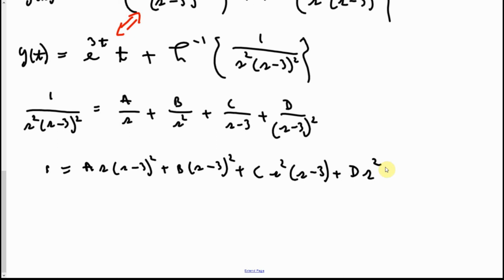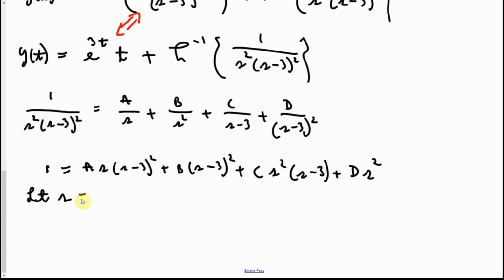Now we can only let s equal 0 and let s equal 3, but we still have two more generic terms to solve. We just use the old method that we used in high school. This is an s. Boy, these s's look funny.